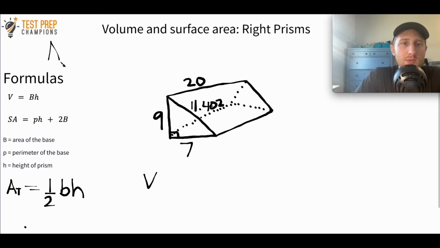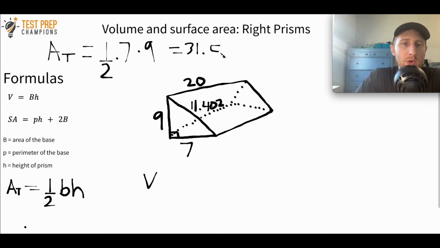So as I said, we see here that the base is a triangle. So that's really important to note here. So to get the area of the base, we're going to calculate the area of the triangle. And the formula is half times base times height. So that's going to be half times 7 times 9. And when I do that in my calculator, I get 31.5. So we now know that the area of the base is 31.5.